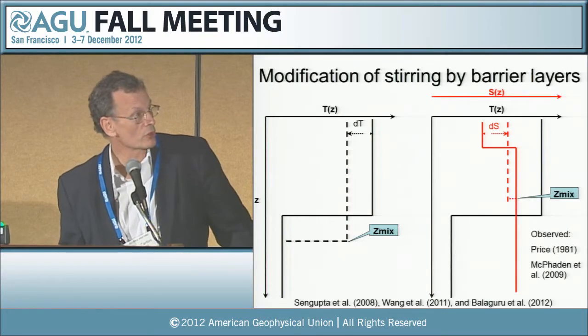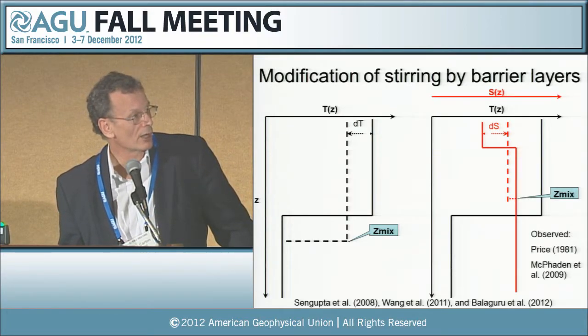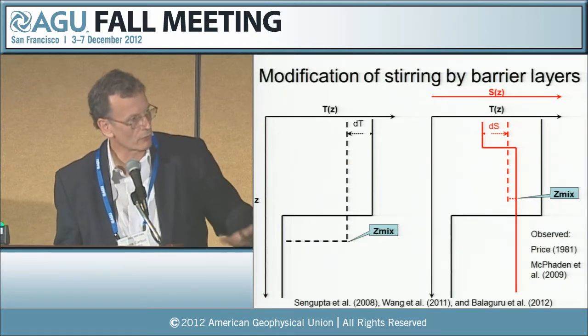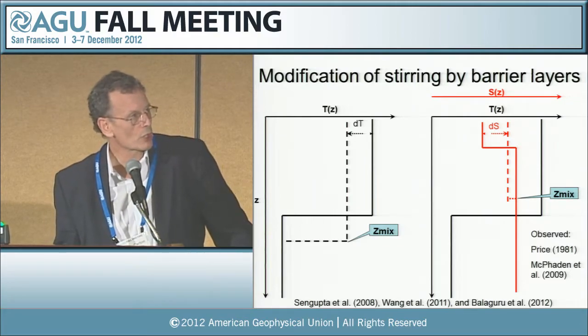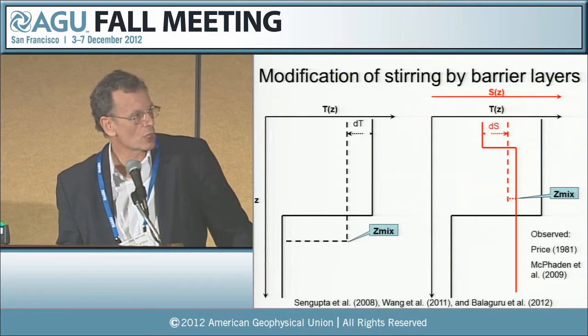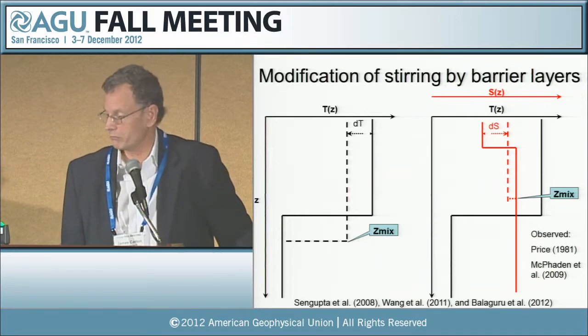And of course, in the presence of a barrier layer, the situation changes dramatically, so that now if the barrier layer is contained within the mix layer and the mixing induced by the hurricane does not actually stir down below the depth of the bottom of the temperature-based mix layer, then the change in temperature of the mix layer would be 0.